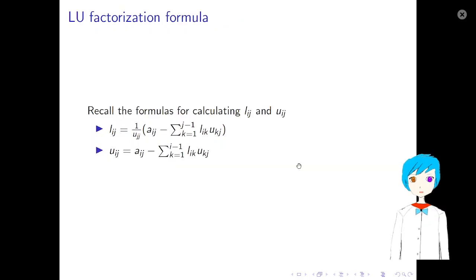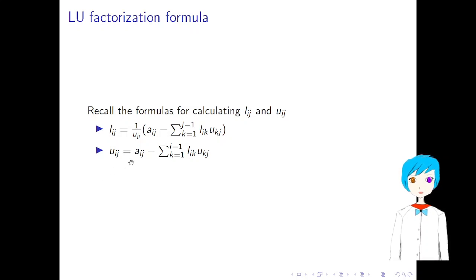Finally, we formally introduce the concept of computational cost. Note that we can always use these two formulas to calculate the elements in the LU factorization of our matrix A. Using those two formulas, we can also calculate the total number of additions, subtractions, multiplications, and divisions needed. For calculating each Lij, the total number of operations needed will be 2j minus 2.